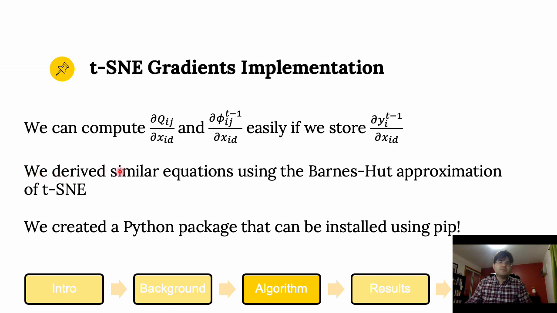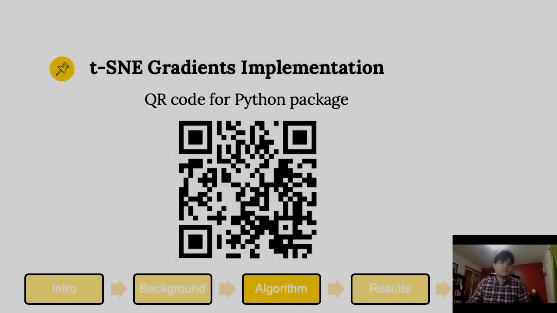And we derived similar equations using the Barnes-Hut approximation of t-SNE, and we've created a Python package that can be installed using pip. And here's the QR code for the Python package.